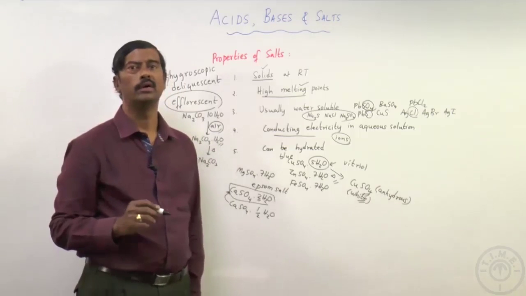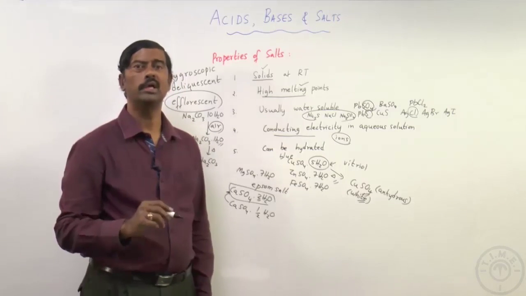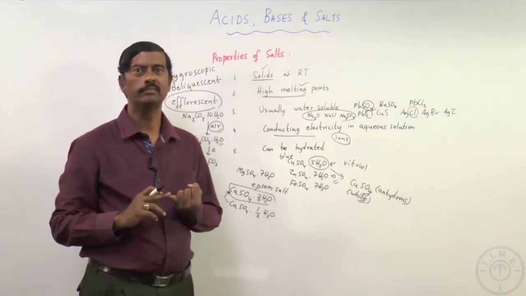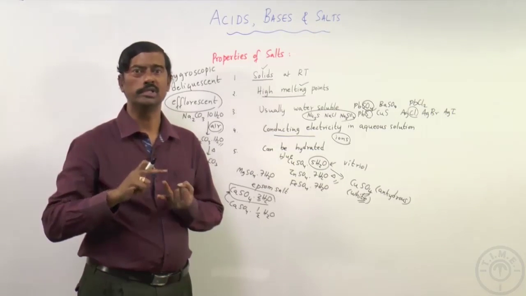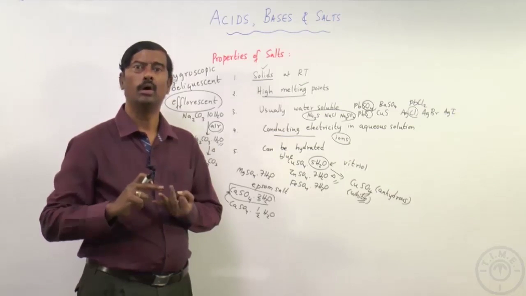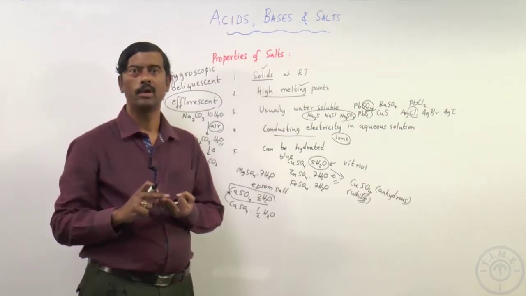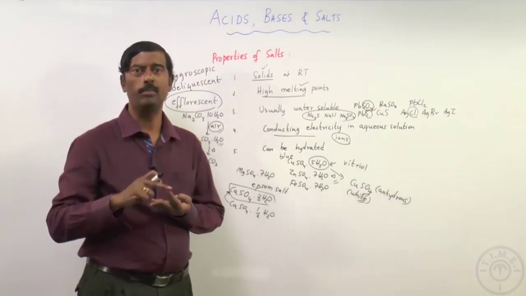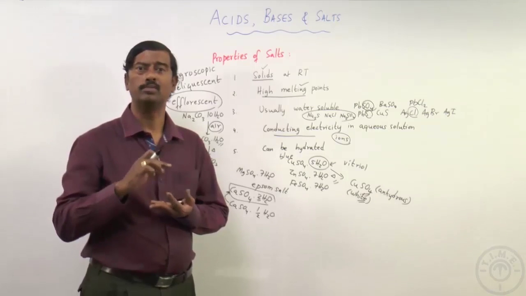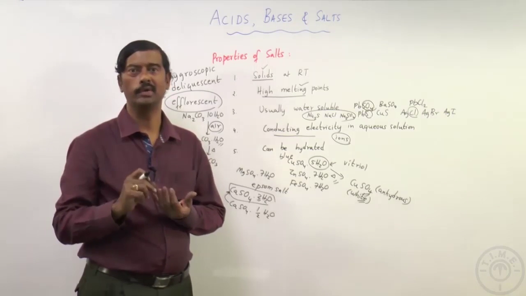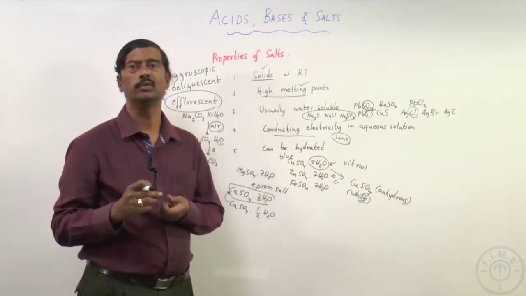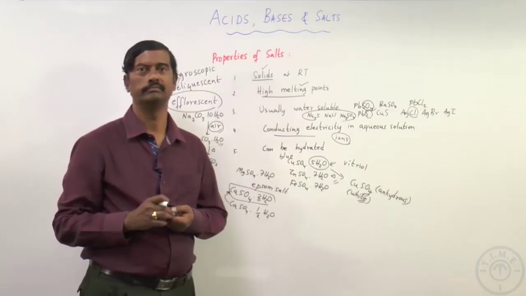So a salt on treatment with water, or in association with water, can be either a hydrated salt which is losing H2O on exposure to air or on heating, or a salt which is going to absorb moisture from the air and still remain as solid, or absorb moisture and turn into liquid. So different varieties of salt and its interaction with water we are going to see now.